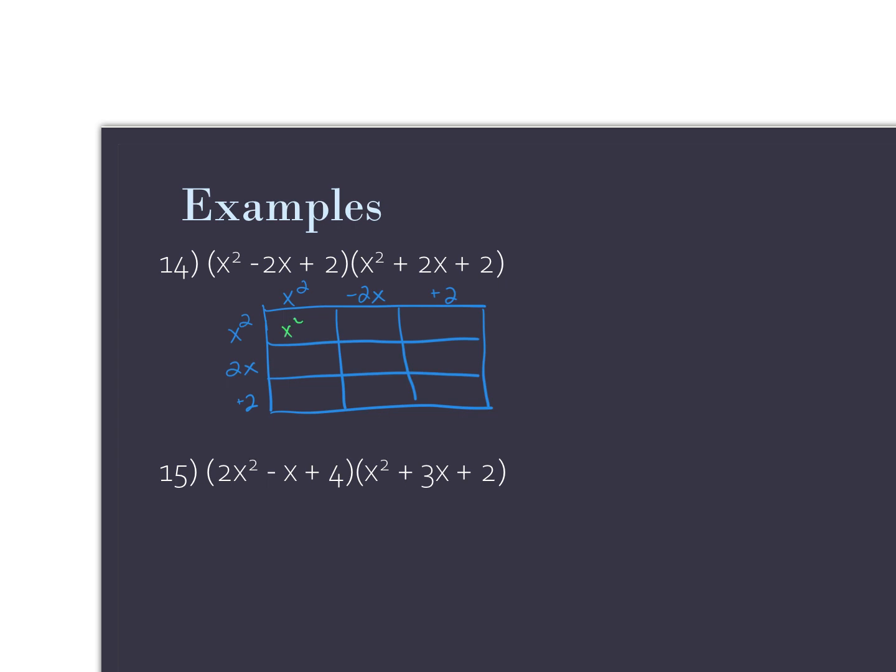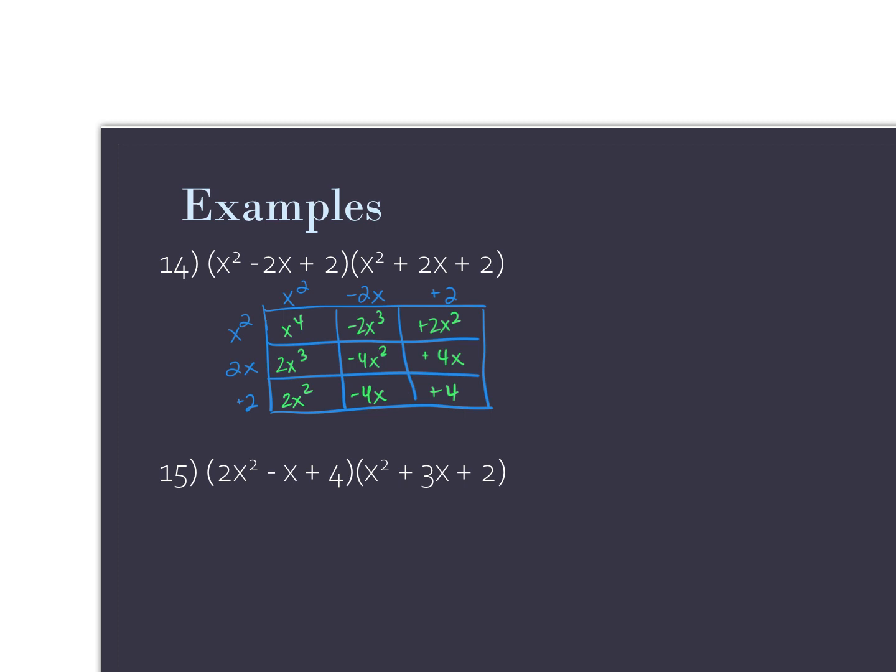So I've got x to the 4th minus 2x cubed, and I have plus 2x squared. Then I go to the second row, 2x cubed minus 4x squared plus 4x. And then I've got 2x squared minus 4x plus 4.